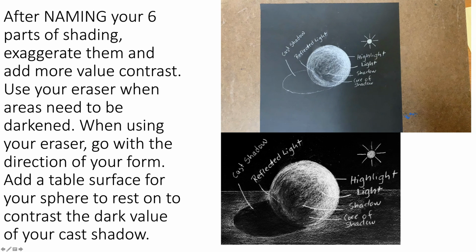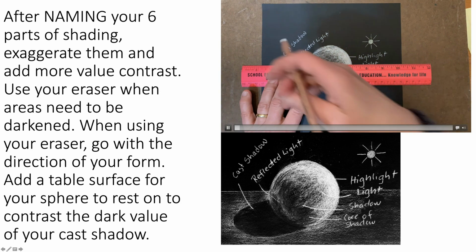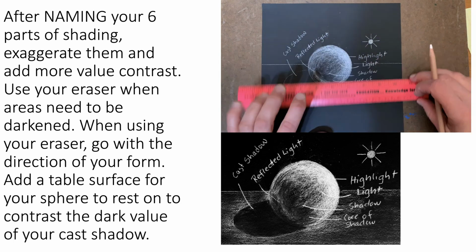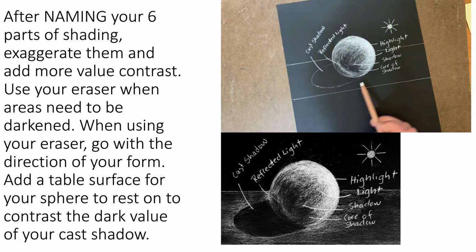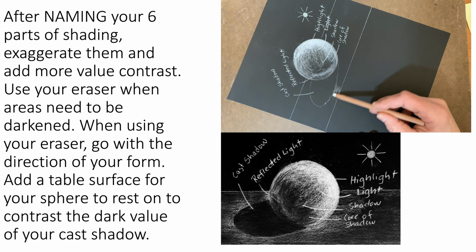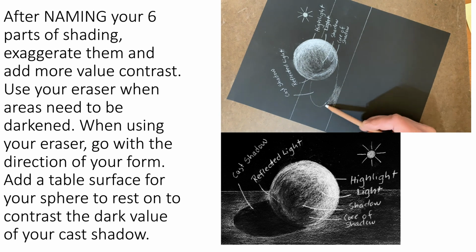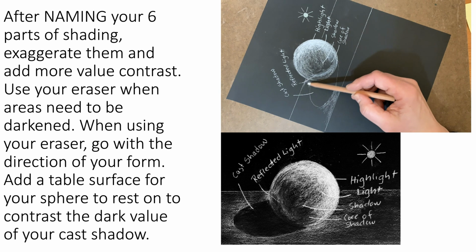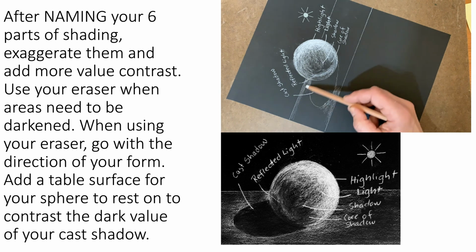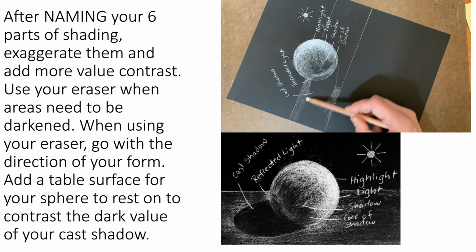After naming your 6 parts of shading, exaggerate them and add more value contrast. Use your eraser when areas need to be darkened. When using your eraser, go with the direction of your form. Add a table surface for your sphere to rest on to contrast the dark value of your cast shadow.